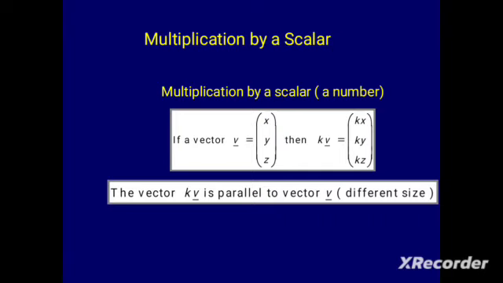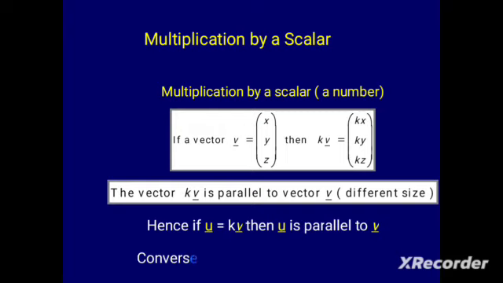So this gives us the vector kv, or k vector v, which is parallel to vector v, and the only difference is in the size. And now if vector u is equal to k vector v, then vector u is parallel to vector v. That is correct. Conversely, if vector u is parallel to vector v, then vector u is k vector v.